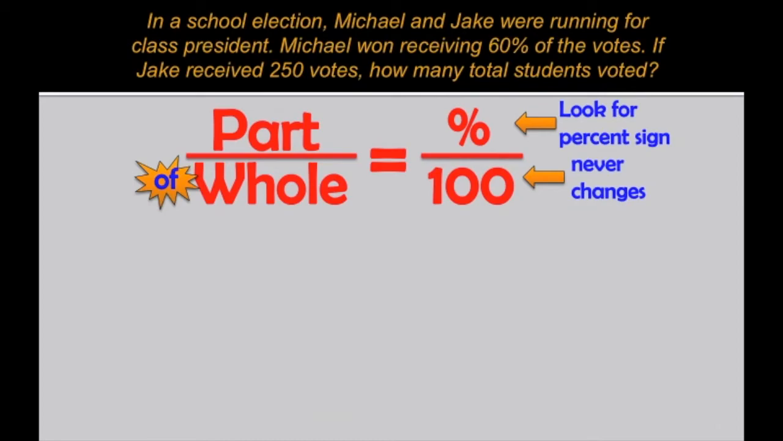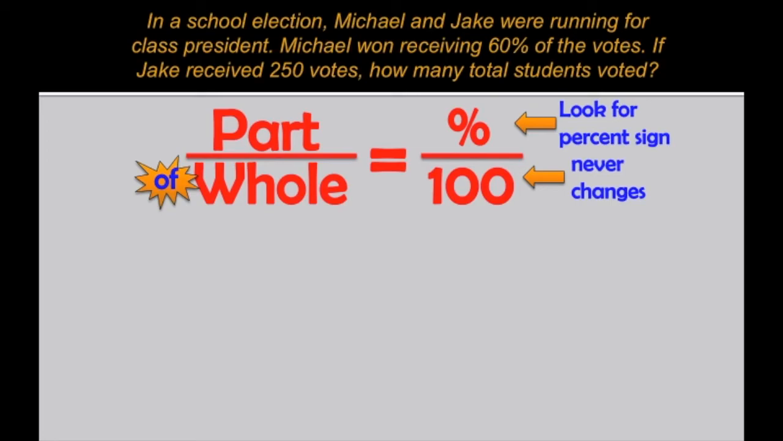So again, another word problem. Like I said, read it carefully, take a deep breath, and just think about what you have. In a school election, Michael and Jake were running for class president. Michael won, receiving 60% of the votes. If Jake receives 250 votes, how many total students voted?